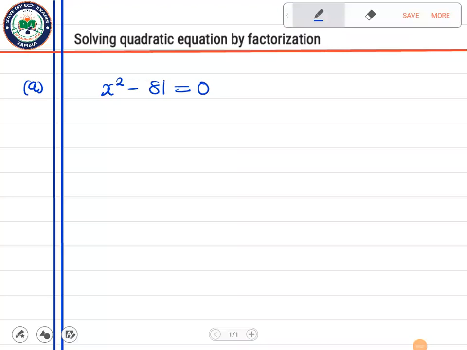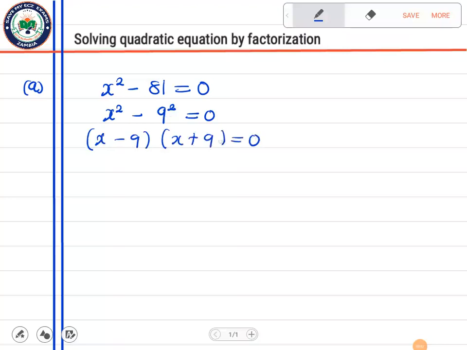How can we solve this? Because this is a square and 81 is a square, we can factorize this using the difference of two squares. So x squared minus, what's the square root of 81? It's 9. So 9 squared equal to 0. Are we together? By virtue of this being a difference of two squares, we are going to have x minus 9, then repeat the same but with a plus sign, equal to what?